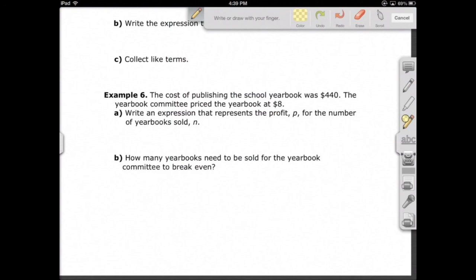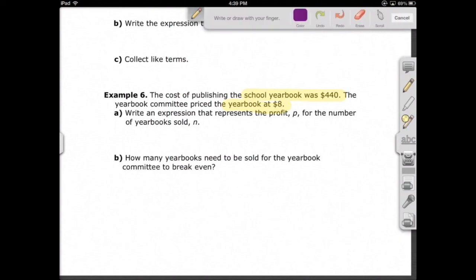Now look, a yearbook is $440. Okay, so that's the first bit of information. And each book is being sold at $8 a pop. So you can see that at $8 a pop, you're going to have to sell quite a few yearbooks just to pay for the production, the $440. So how do you express this? Like, how do you write this?